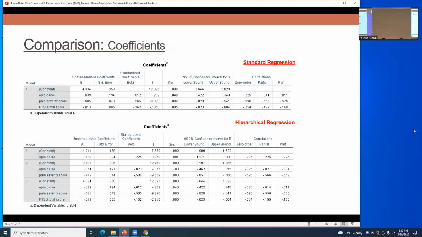Same thing with your coefficients. Here's your standard regression. We've got opiate use, pain, and PTSD going on here. You look at your coefficients table from your hierarchical model. Your first sort of group here just has opiate use. The second has opiate use and pain. Third group has opiate use, pain, and PTSD. Emily, how does at step 3, how do those coefficients compare to your standard regression?